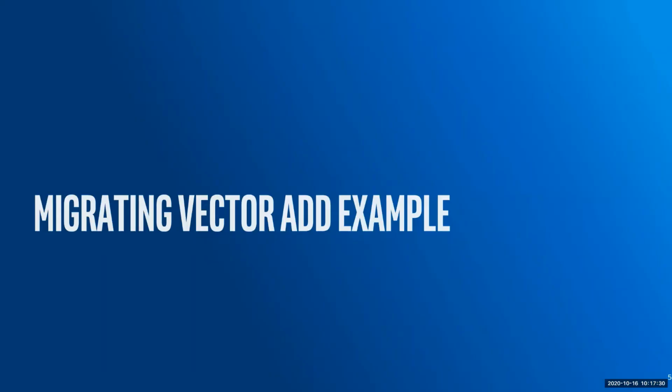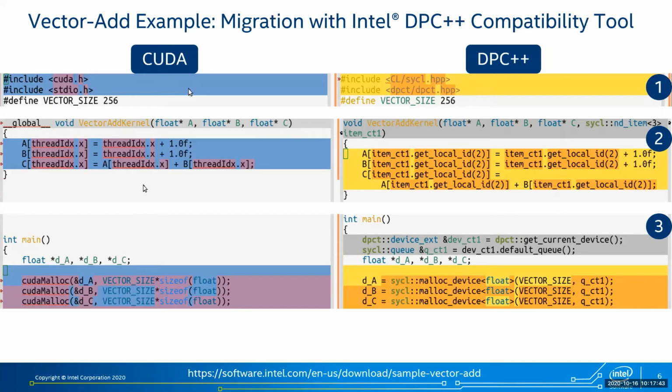So let's now use this vector add example to demonstrate the kind of changes that typically occur with this tool. This is a side-by-side comparison of the vector add example, which you can get from the link at the bottom of the screen. The idea is to go through this example, and this basic framework should help us understand the more complex examples that are coming next.